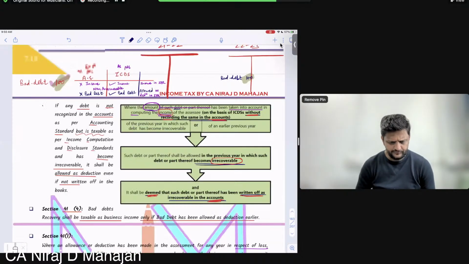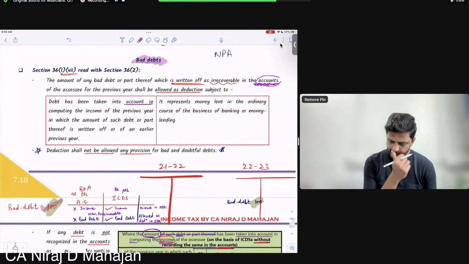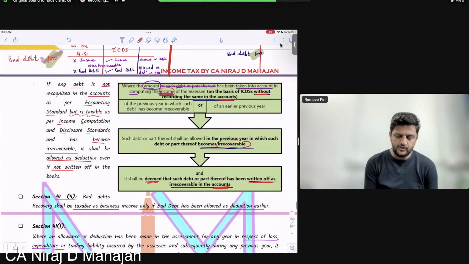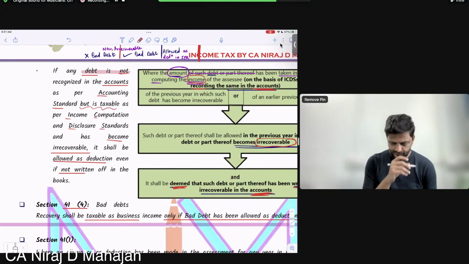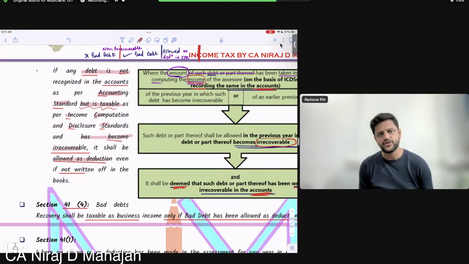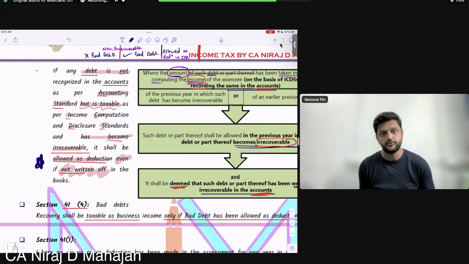This one, bacho, here we had seen somewhere. Check here. The amount of any bad debt which is written off as irrecoverable in the accounts, that will be allowed as deduction. है ना everybody? However, there is an exception to that. What? ICDS. If any bad debt is not recognized in the books of account, that is not written off in the books of account as per accounting standard, but is taxable as per ICDS and has now become, bacho, irrecoverable, it shall be allowed as deduction even if not written off in the books of account. This, bacho, I have already covered, so please revise.